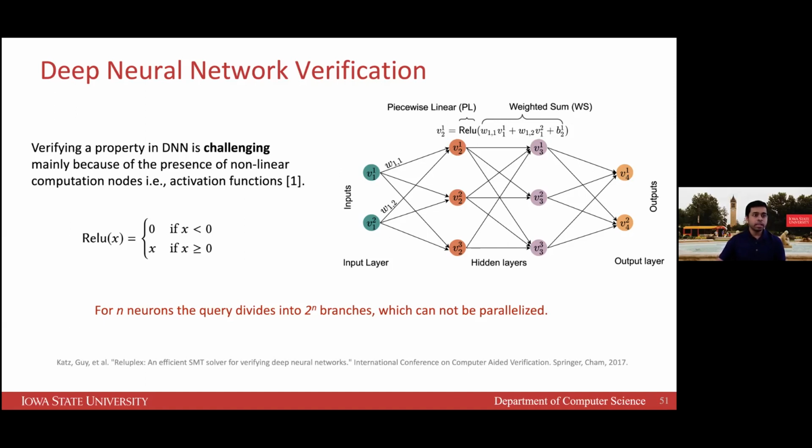Verifying a property in a DNN is challenging because of this piecewise linear part. You can see that if the value is less than 0, it is transferred to 0, and that's why we cannot directly compute whether the nodes will be always activated or always inactivated. For n neurons, there will be 2 to the power n branches, and that's why the verification becomes intractable very quickly.